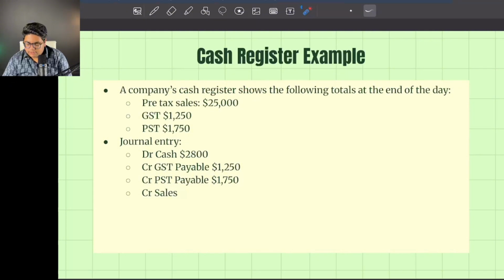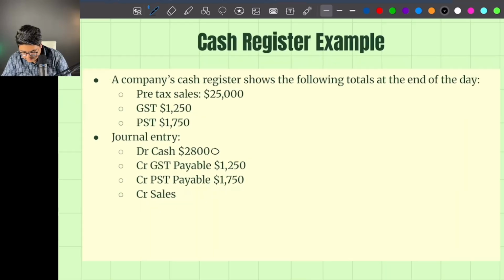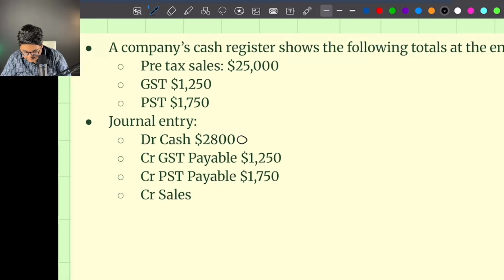So this is what the journal entry looks like. All of this is cash, right? You can physically count it, it's even in a cash register. You can physically count $28,000 worth of cash. Sorry, this is 2,800. I'm just gonna make this 28,000 credit sale.